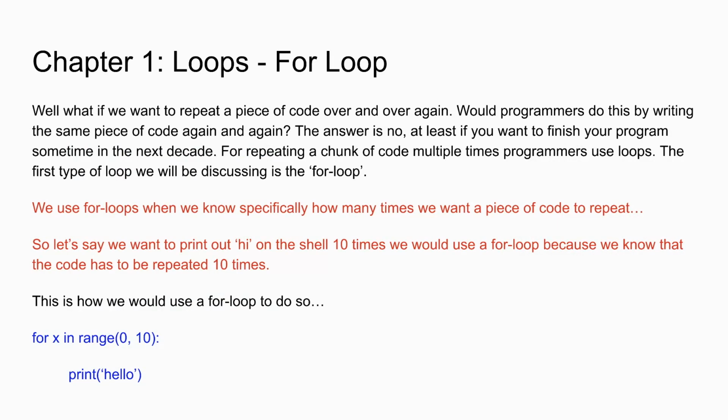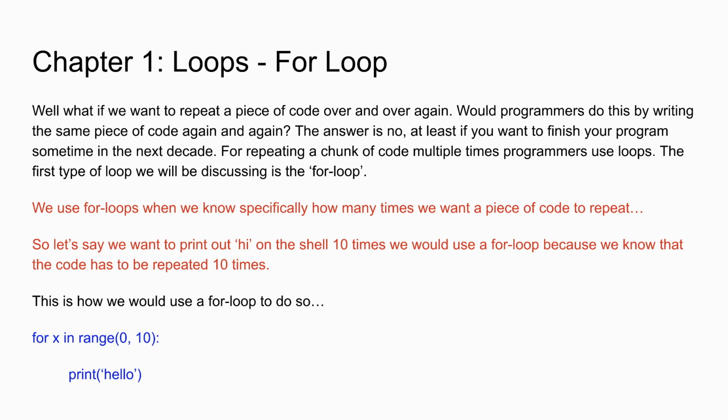Chapter 1. For loops. Well, what if you want to repeat a piece of code again and again? Do programmers do this by writing the same code again and again? The answer is no, at least if you want to finish your code sometime in the next decade. For repeating a chunk of code multiple times, programmers use loops. The first type of loop that we will be discussing is the for loop.